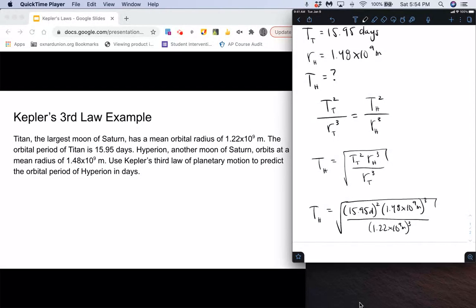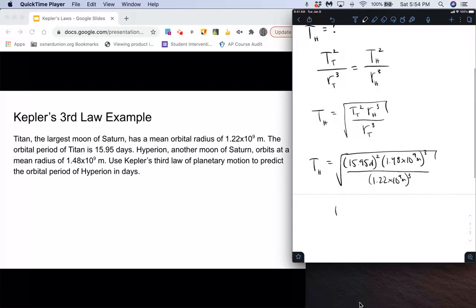So we get 15.95 squared times 1.48 times 10 to the ninth raised to the third, divided by 1.22 times 10 to the ninth raised to the third. And then I'm going to take the square root of that whole thing, and I end up getting that the period of Hyperion is 21.31 days.